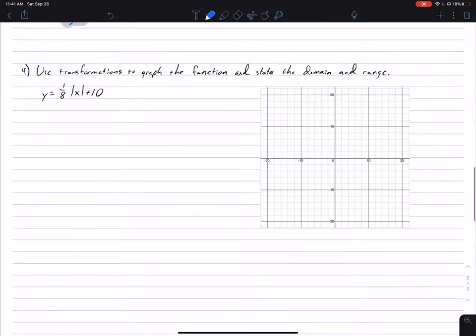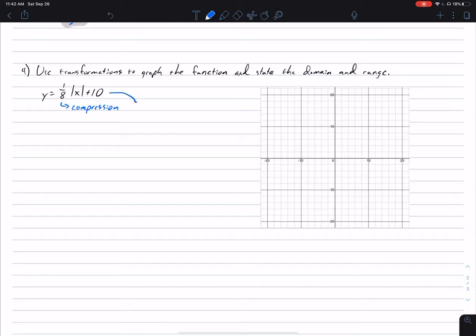Number 4, they're telling us to use transformations to graph the function and state the domain and range. So this time we actually need to graph these. This is going to be a bit more work, but it shouldn't be too bad. Looking at this, the 1/8 tells me there's going to be a compression, so a pretty flat graph here.